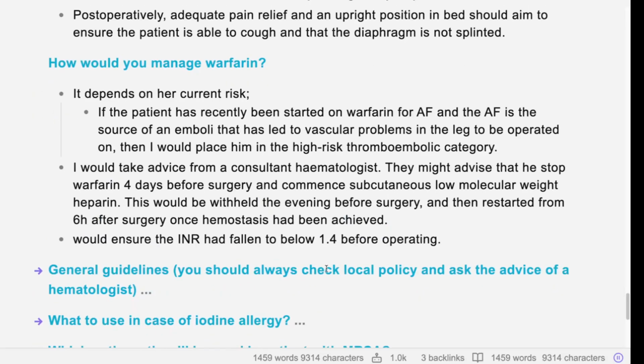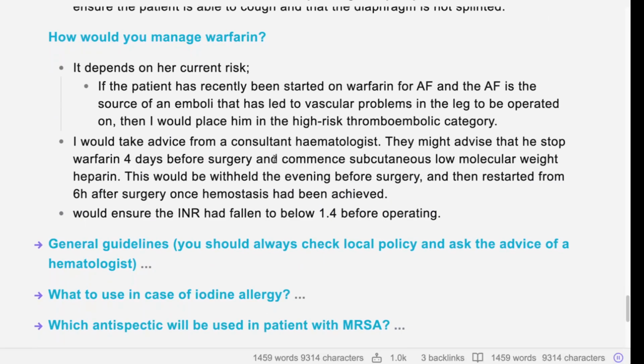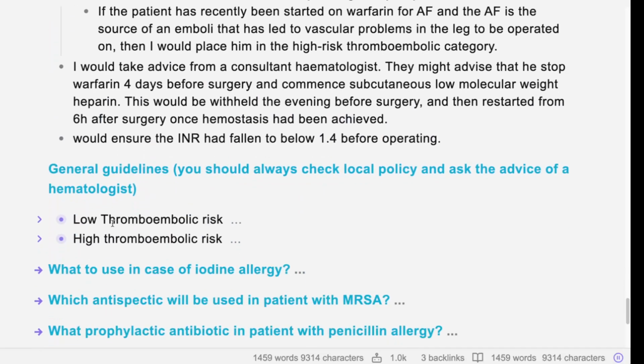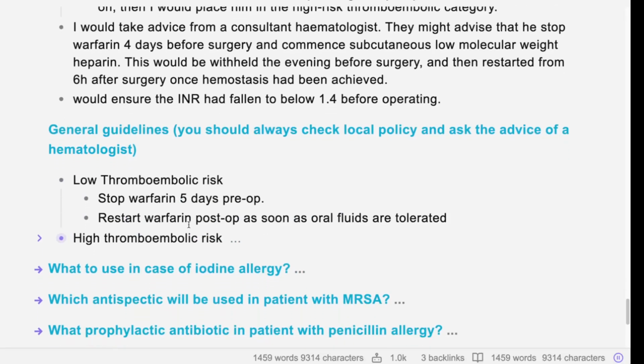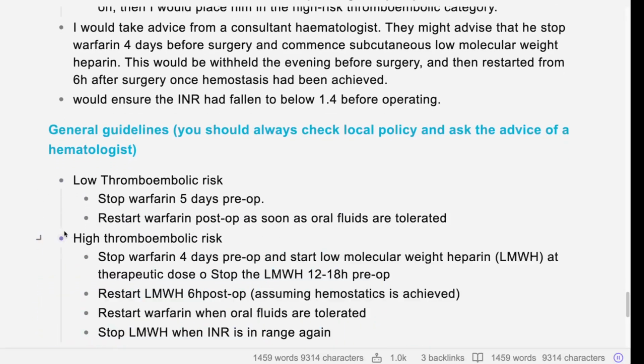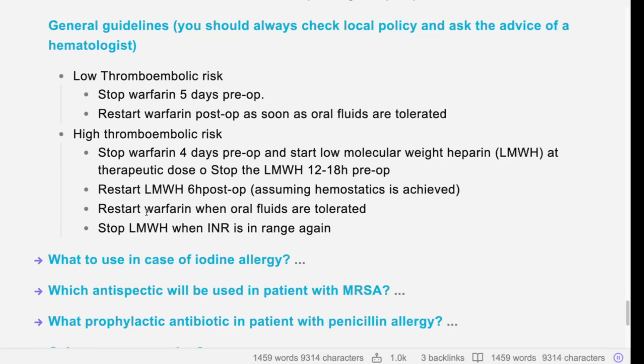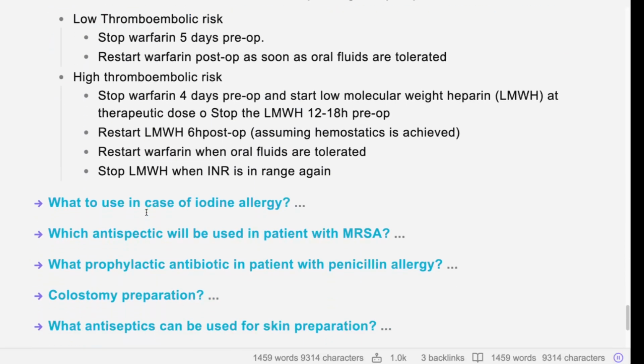Of course, we need to assess the patient's current risks and benefits, and do a formal VTE assessment. So if low risk, stop warfarin 5 days before. High risk, you can stop 4 days before the surgery, restart low molecular weight heparin, and so on.